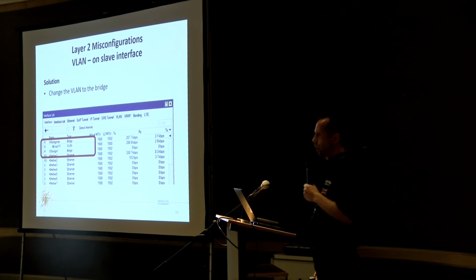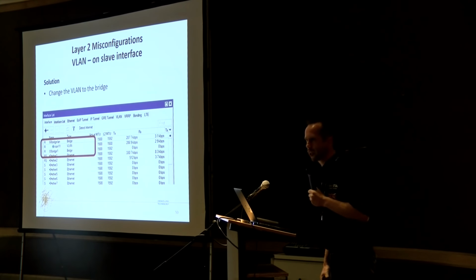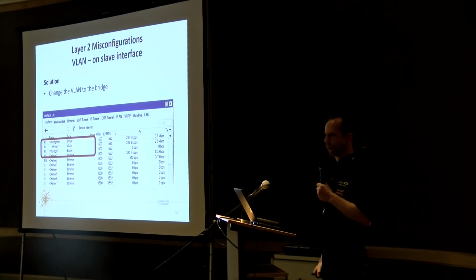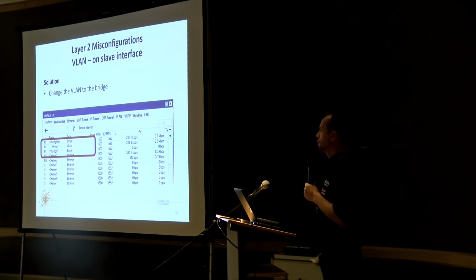The solution is exactly as I showed in the management configuration of the switch. You need to move that VLAN to the master port, which in this case, with the bridge VLAN filtering on the CRS 300 switch, is the bridge interface itself. And then it worked again. The DHCP server worked, the DHCP client worked, and I could get back into the unit on an IP address.